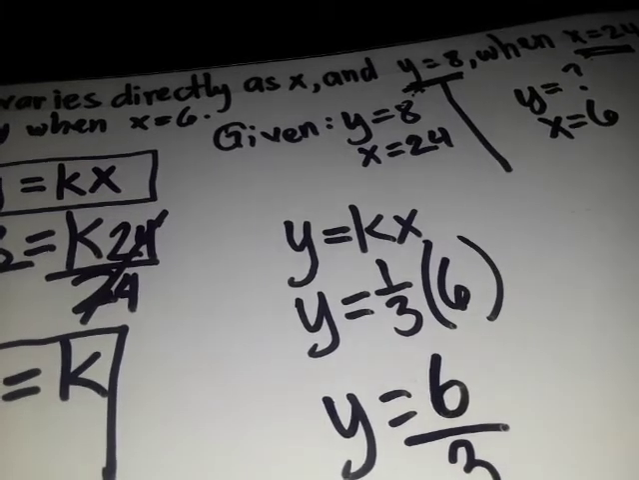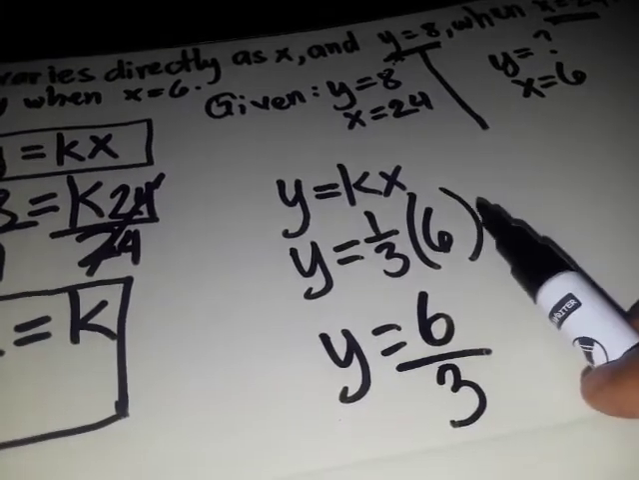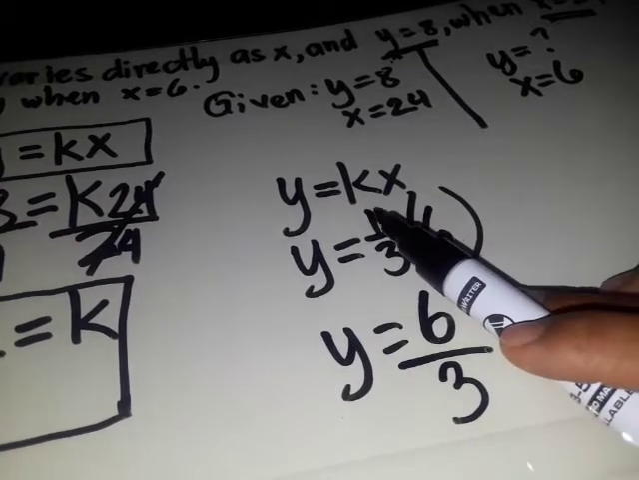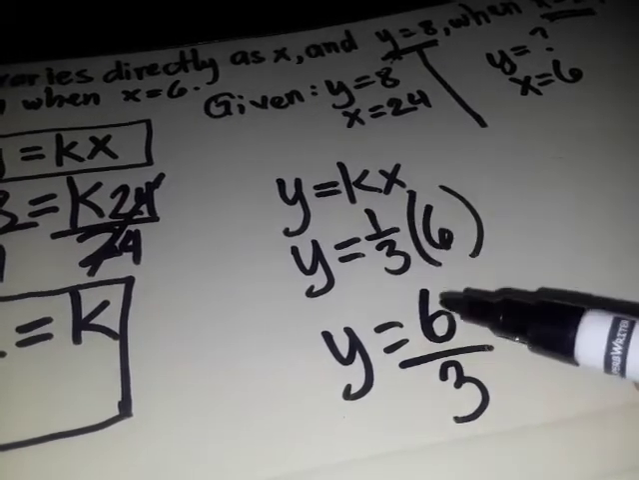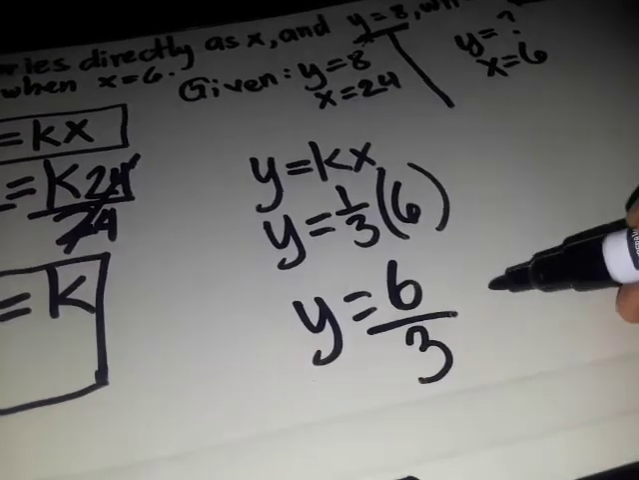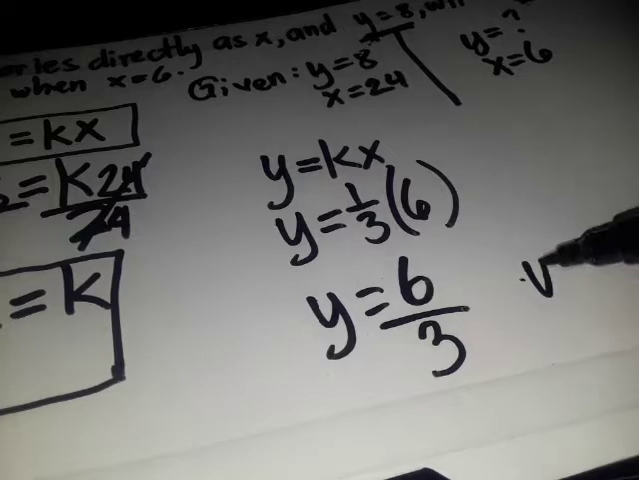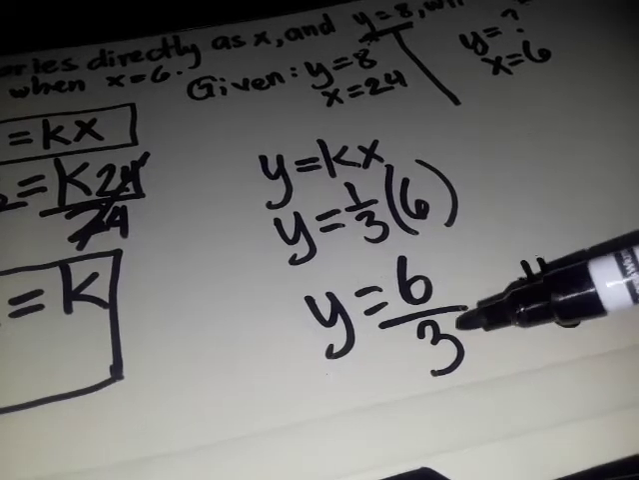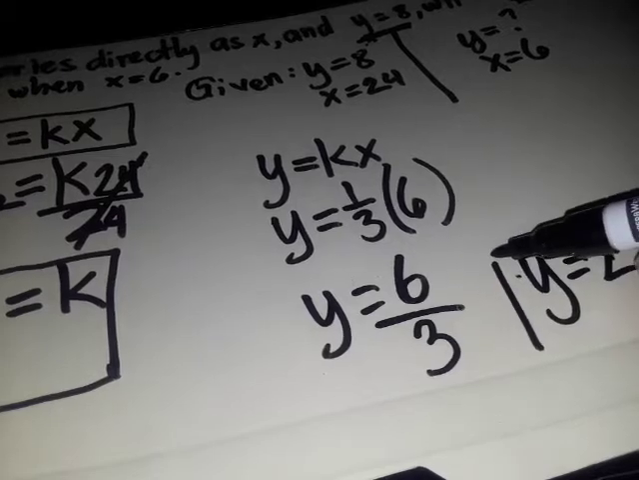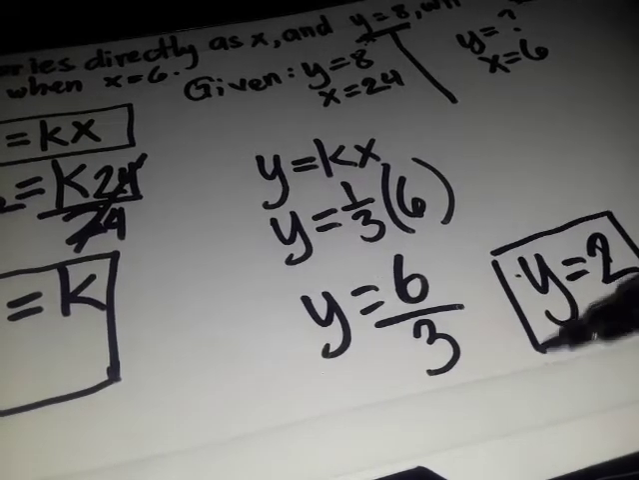Review, ang pag-multiply ng fraction and whole number, times the numerator. So, 6 times 1 is 6, and then just copy the denominator. Next, of course, simplify. Y is equal to 6 divided by 3 is equal to 2. So, ang ating y ay 2.